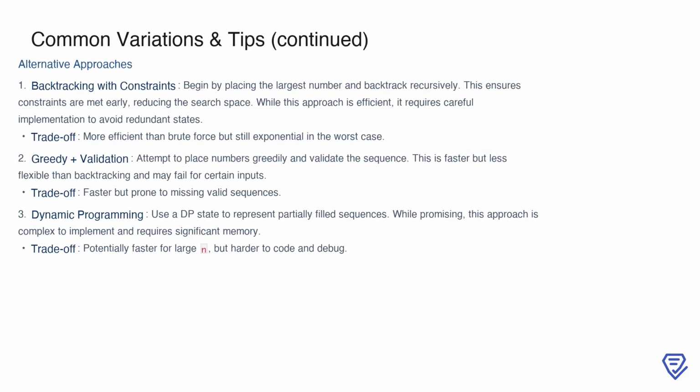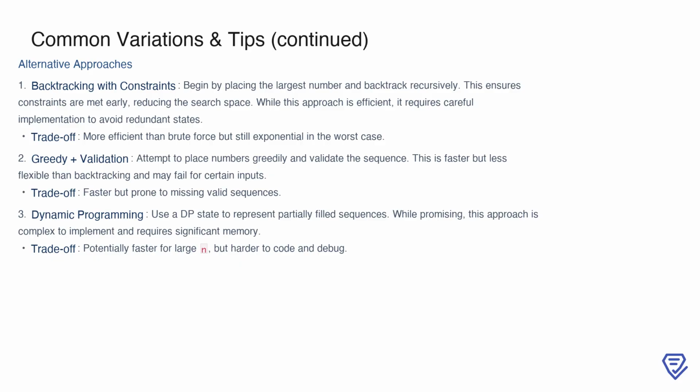There are also alternative approaches to consider. Backtracking with constraints is a common strategy. This involves starting with the largest number and recursively placing others, ensuring constraints are met early. By doing so, you effectively reduce the search space, though the approach remains exponential in the worst case. A trade-off of this method is that while it's efficient compared to brute force, it requires careful implementation to avoid redundant states.